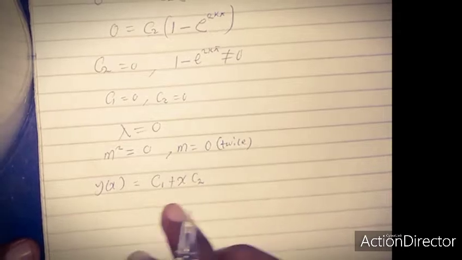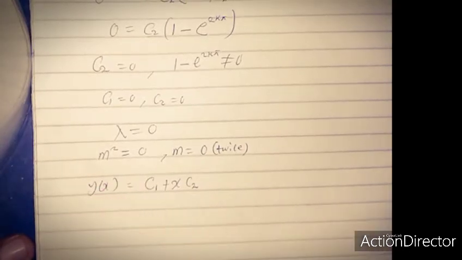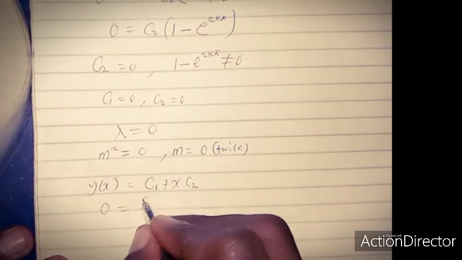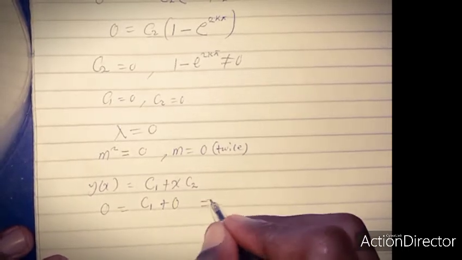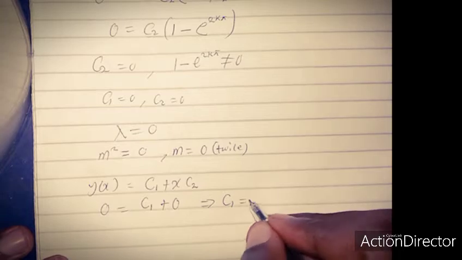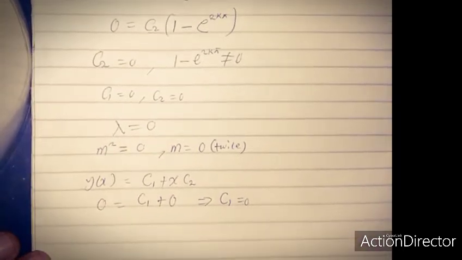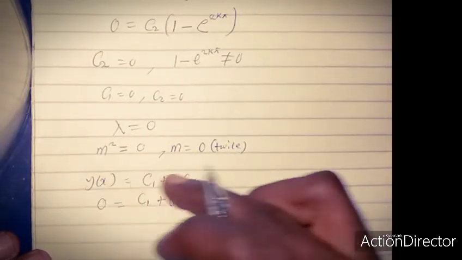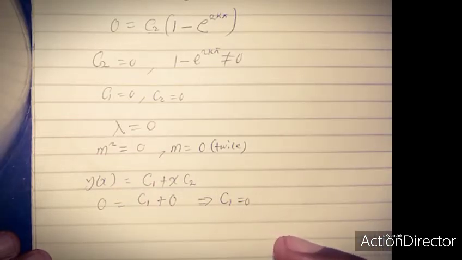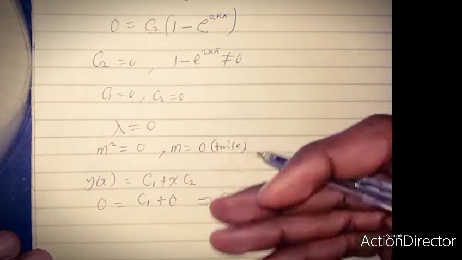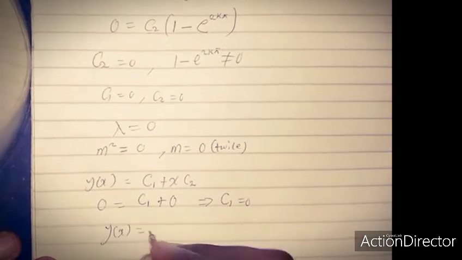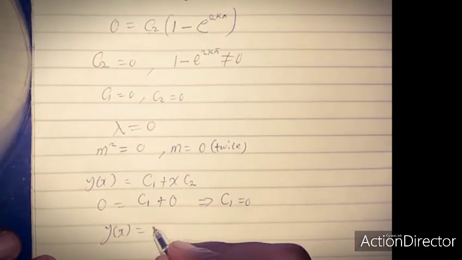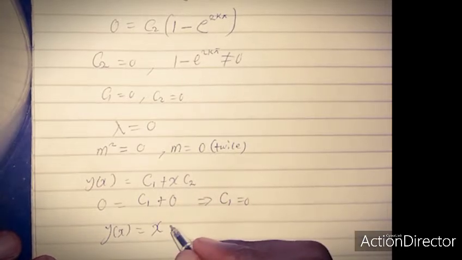So here now we are going to put our condition again, y of 0 equals 0. So 0 equals c1 plus, if I put 0 here, 0, which implies c1 equals 0. Now I haven't done that. I said earlier that we should always write our y of x in terms of c1, that is our new answer. So my y of x will become, now if I put c1 to be 0, it will become x c2.